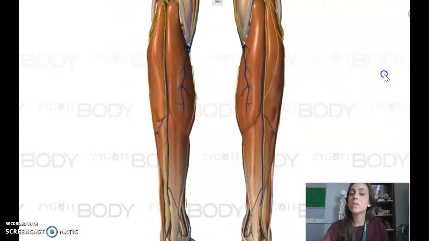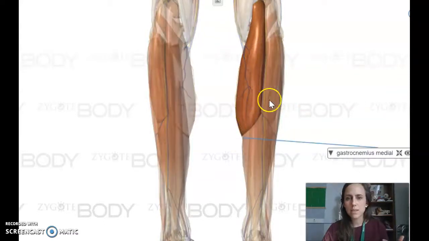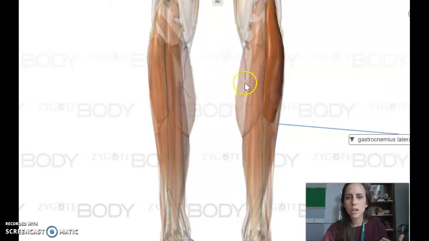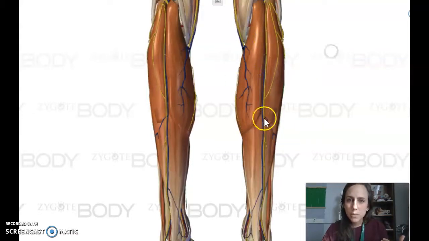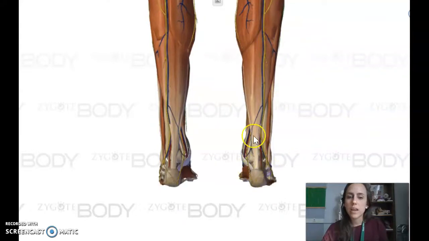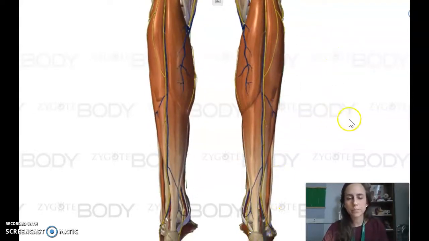Moving on down to the back of the lower leg, these muscles here are known as the Gastrocnemius muscles. Both of these muscle bellies come down and they connect to a tendinous unit which attaches down at the calcaneus. You might have heard of your Achilles tendon before. That is part of your gastroc muscle unit.